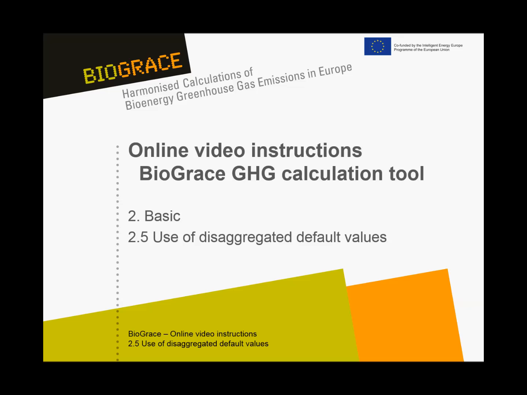This video is part of a series of video instructions on the BioGrace greenhouse gas calculation tool. This is instruction 2.5, use of disaggregated default values.